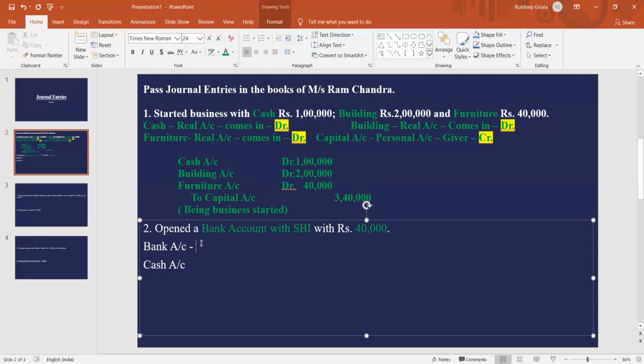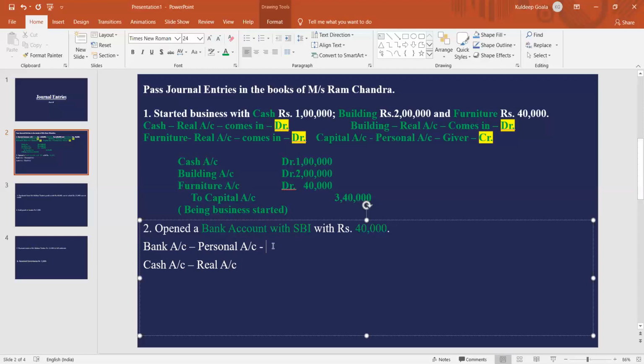Now let's find out what is there in case of bank account. Once we have got the item, you will find the main account. In case of bank account, what is the main account? State Bank is the name of an artificial personal account, right? So bank belongs to personal account. And cash is our asset. Asset is a real account, isn't it?